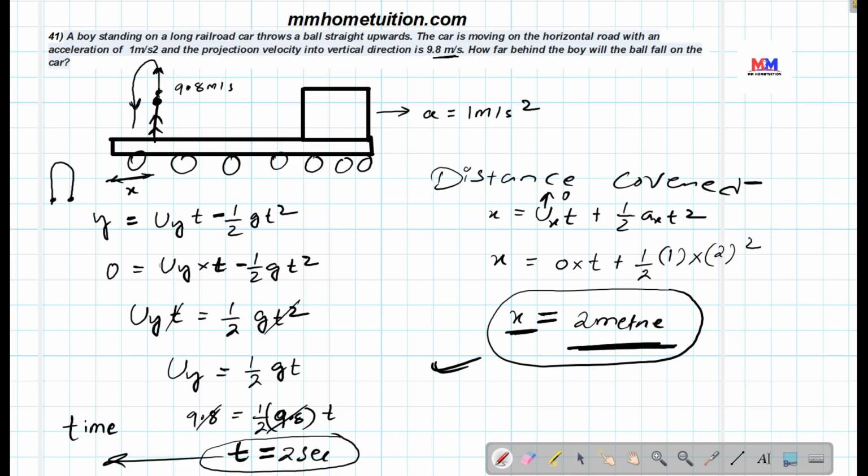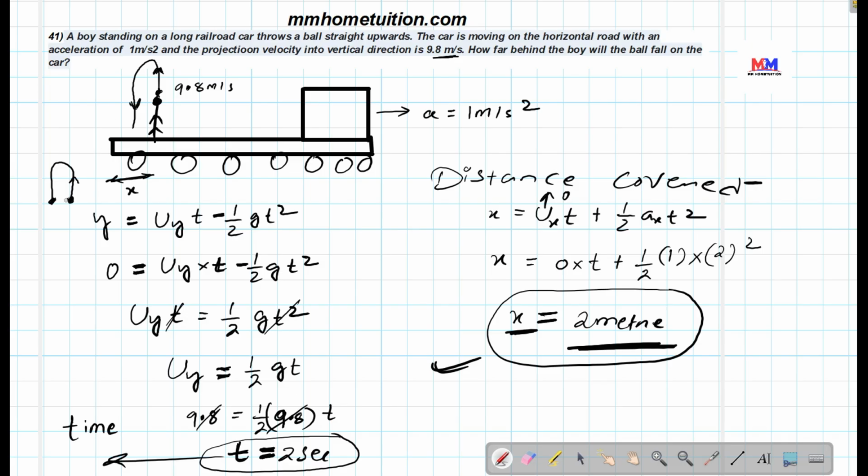Y equals uy t minus half g t square. When the ball is projected vertically upward and strikes at the same horizontal distance, the vertical displacement is 0. So uy t equals half g t square. T gets cancelled, so uy equals half g t. Uy is 9.8, half g is 9.8, so after solving this, t equals 2 seconds.